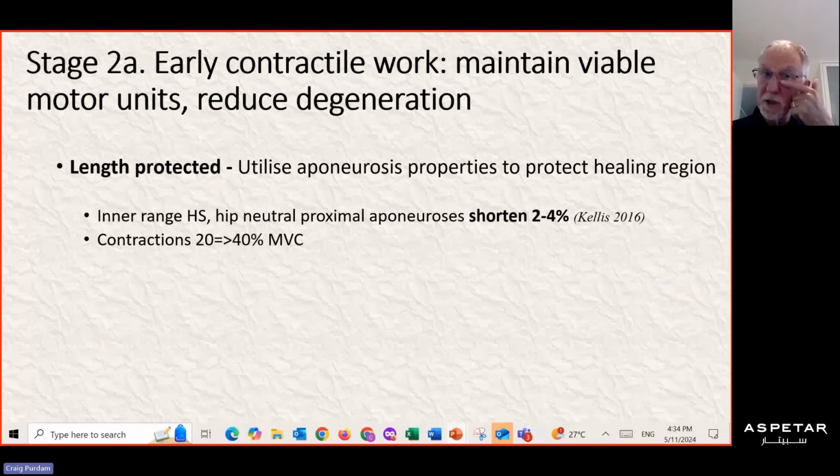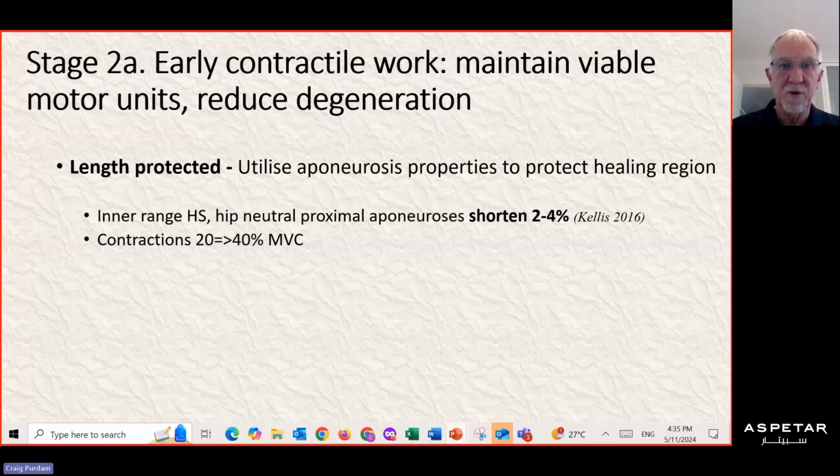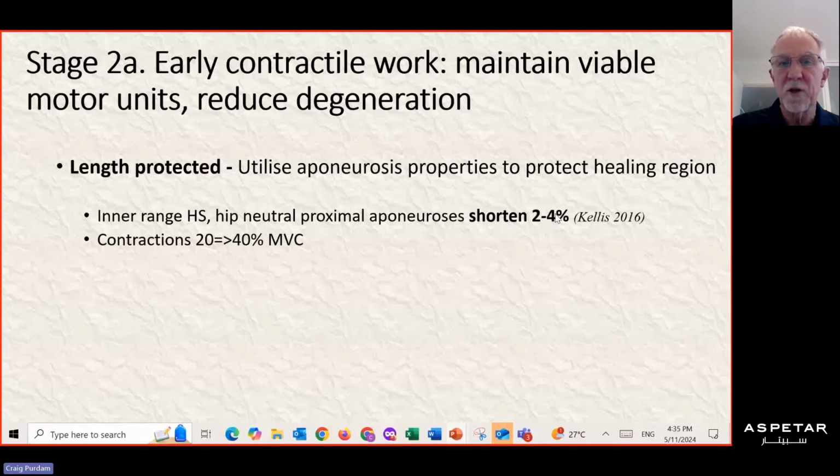So as we move into stage 2A, I've tried to actually link this back to that Isern Kebschel slide back there. It's very much now about upping the activation of all available muscle units to reduce degeneration of those muscle cells, the myofibrils. We can do this by utilizing the aponeurosis properties that we talked about earlier.